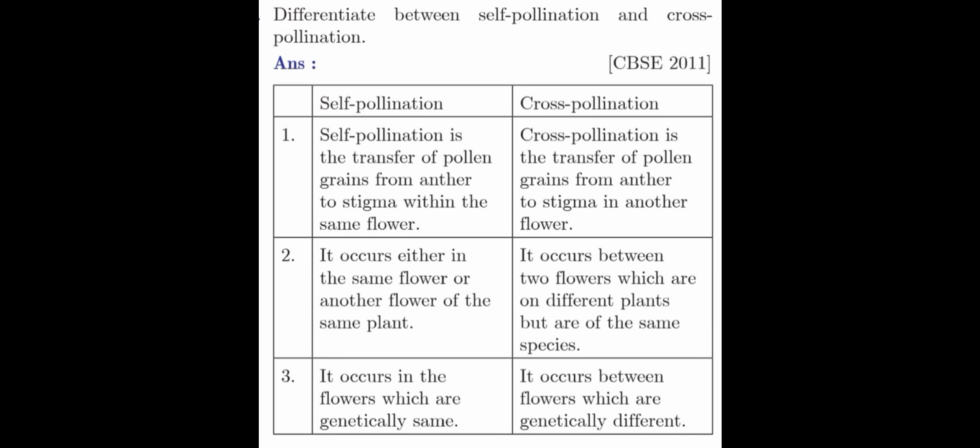Self-pollination occurs either in the same flower or another flower of the same plant. Cross-pollination occurs between two flowers which are on different plants but are of the same species. Self-pollination occurs in the flowers which are genetically same. Cross-pollination occurs between flowers which are genetically different.